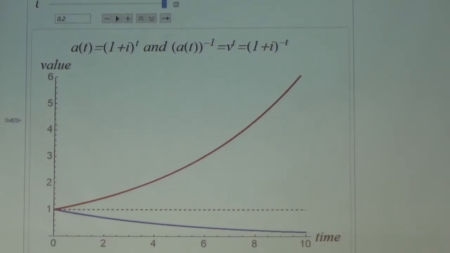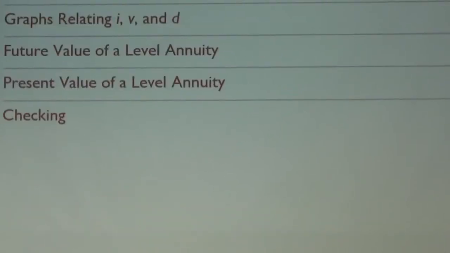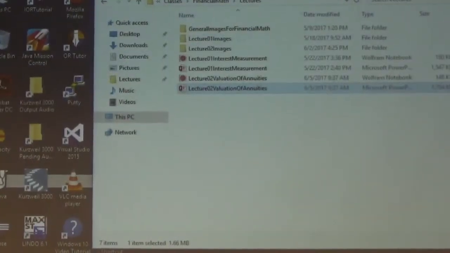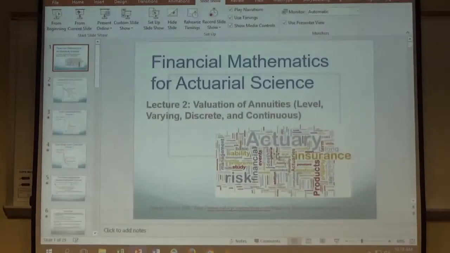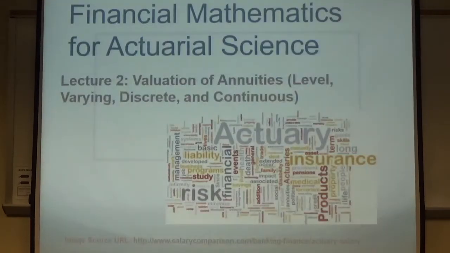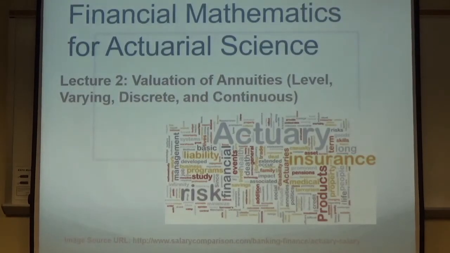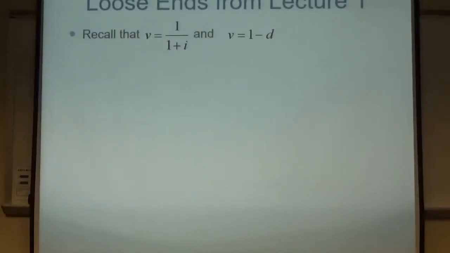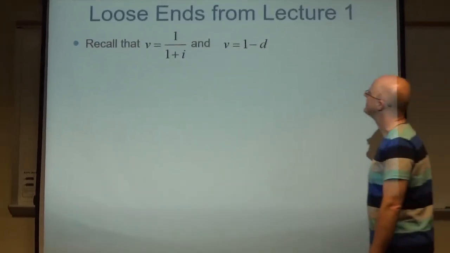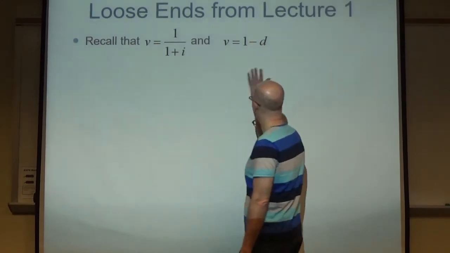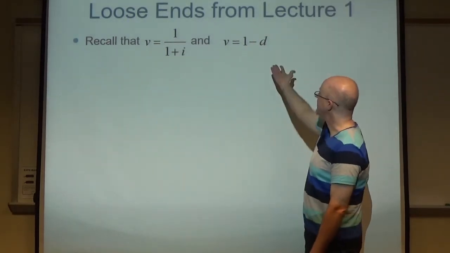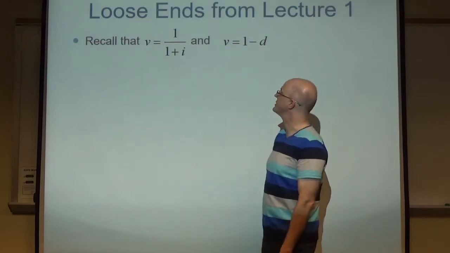This is a perspective you should always have in your mind if you're thinking about financial quantities, compound interest, etc. Let's review some other things. Let's review some formulas and think about these formulas in the context of graphs as well. Recall these formulas. You can write the present value discount factor v either in terms of i or in terms of d. It's a linear function of d. It's not a linear function of i.